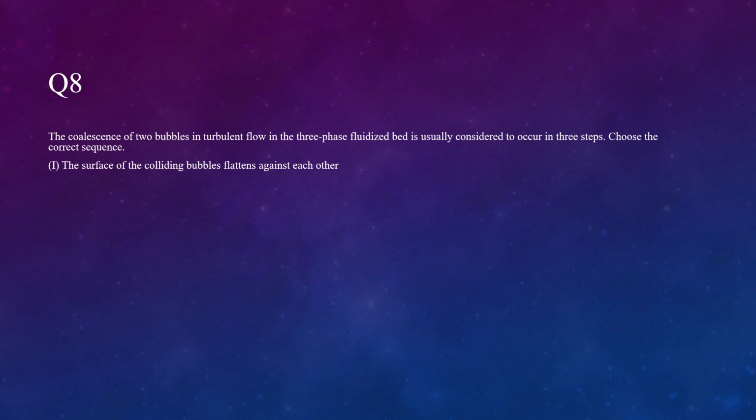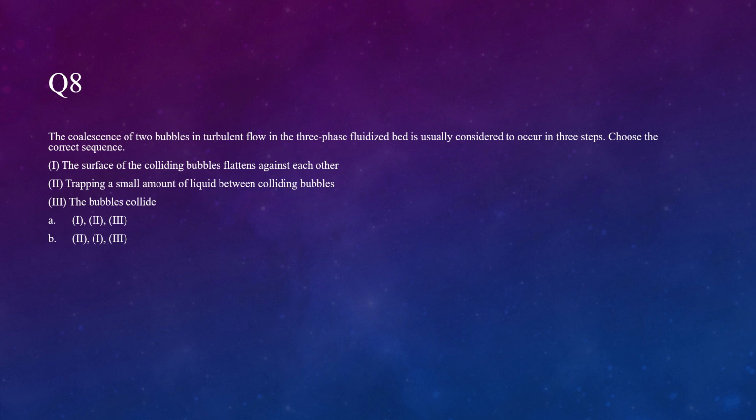The first option is: surfaces of the colliding bubbles flatten against each other, trapping a small amount of liquid between the colliding bubbles. The bubbles collide. So either the option is 1, 2 and 3, or 2, 1 and 3, or 3, 1 and 2, or none of the above.